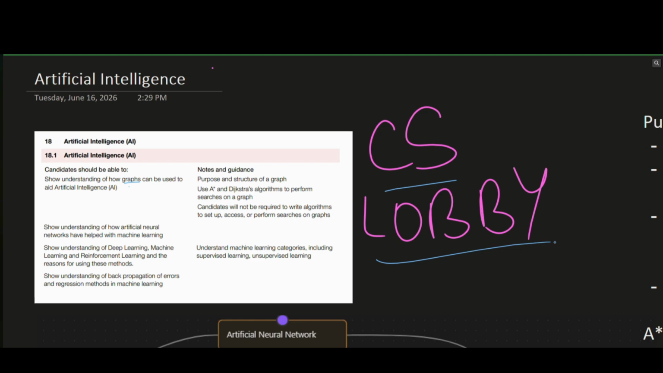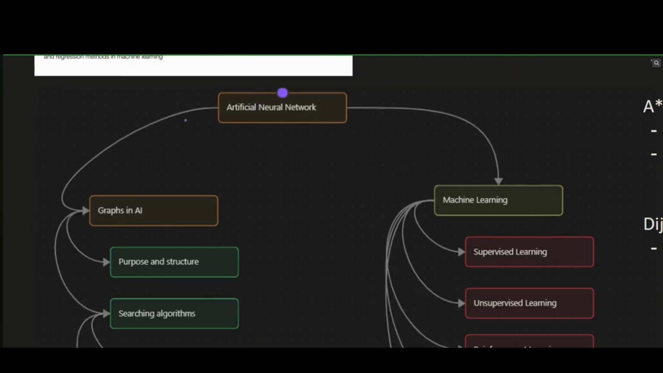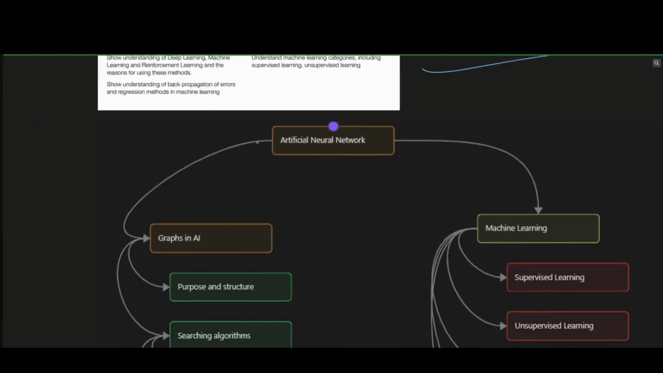First thing, let's look at the syllabus. Graphs can be used to aid AI. We need to know the purpose and the structure. For searching in a graph we use A star and Dijkstra algorithms. Now you will not be required to write algorithms to set up, access, or perform searches on graphs. So that is not required. Let's first understand the chapter using a mind map.